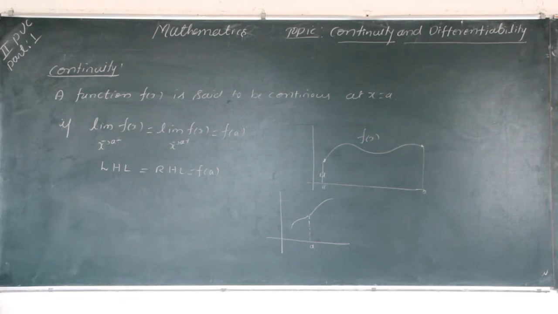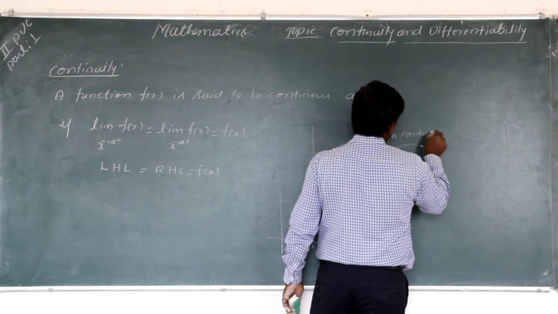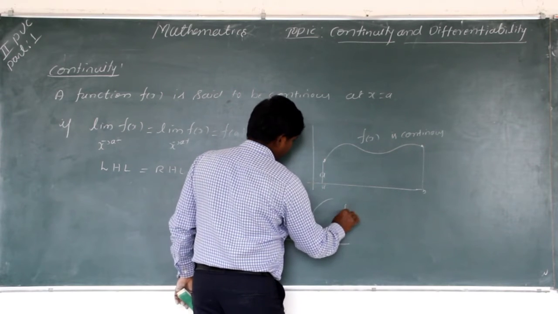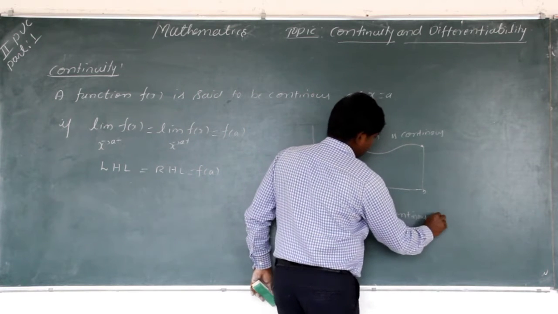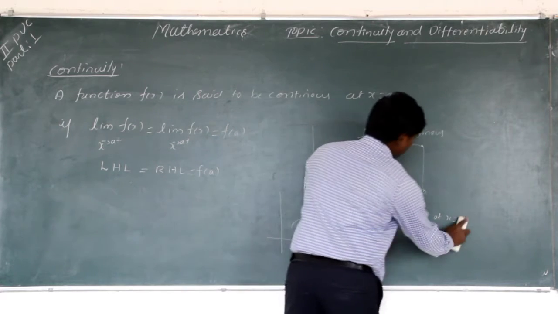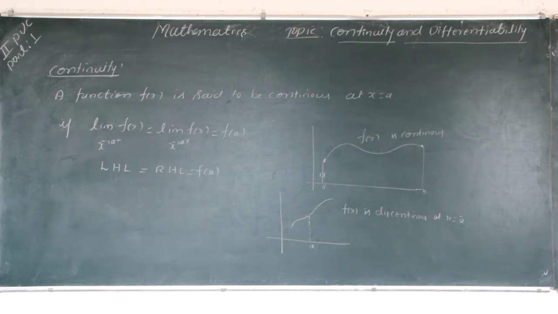Okay, so write down. So here f of x is continuous, and here f of x is discontinuous at x is equal to A. Okay, so write down the definition and the graph also.